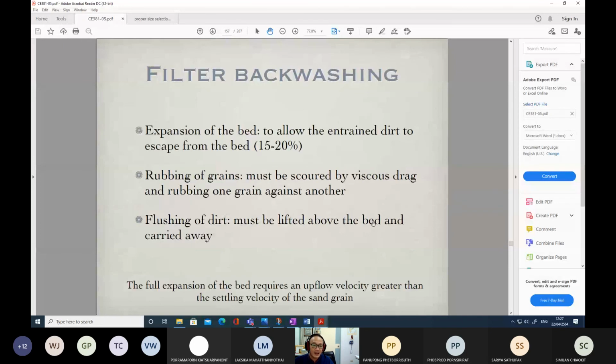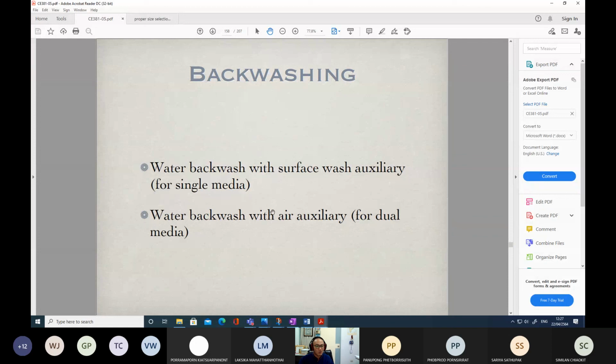Backwash, you can do it two ways. Only water, backwash with only water, and surface wash auxiliary. We can apply solely water for backwashing if we only use one type of media in the filters, or a single media. If you only use sand, you can use the water.